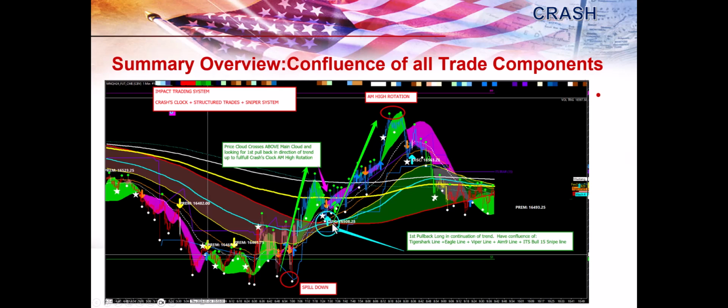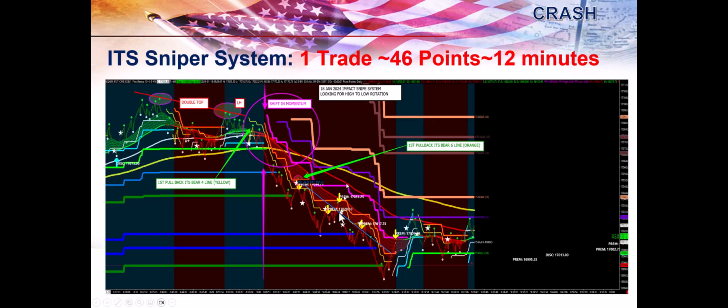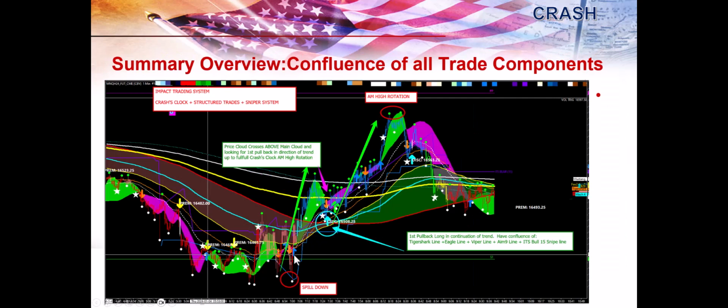I have a confluence of the tiger shark line, which is the orange line, my eagle line, which is a very powerful line, the viper line, which is in red, my aim 9 line, which is in the yellow. And then on top of that, as you can see, I have the ITS sniping lines. On here, I have an overlay of the ITS sniper line here as well. So with all these confluence of factors on this first pullback, I'm looking to enter into a trade and look for a continuation trade until the AM high rotation has been met from a time and price perspective.